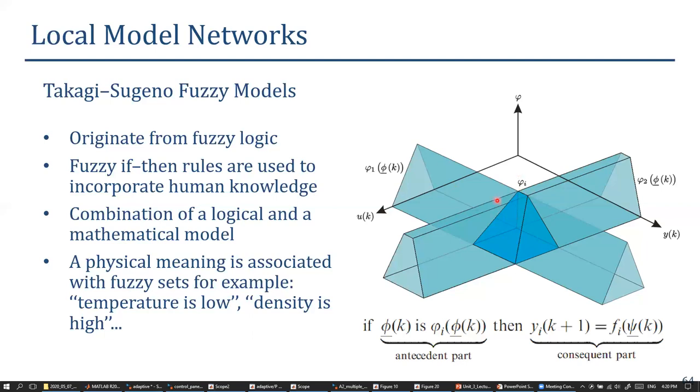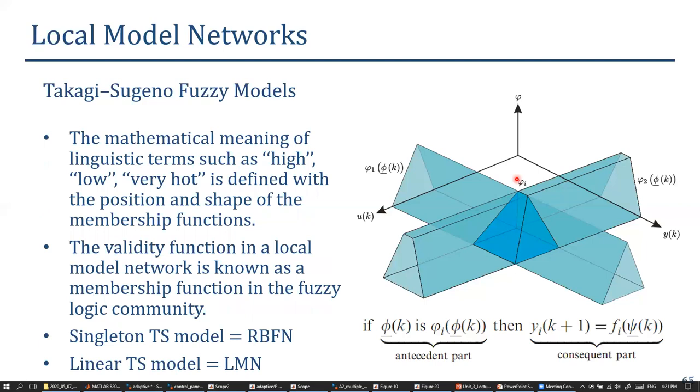And if we had the local model placed on it, right, then that would be what is called a Takagi-Sugeno fuzzy model, right? So this is explained here, right? If the local model is the weight, then that would be a singleton model, it's called, right? And it is equivalent to the radial basis function neural network. If we have the local model that is a linear approximation, that would be equivalent to the local model network.